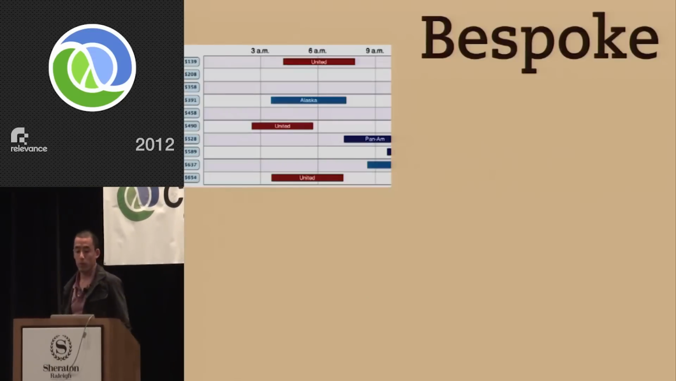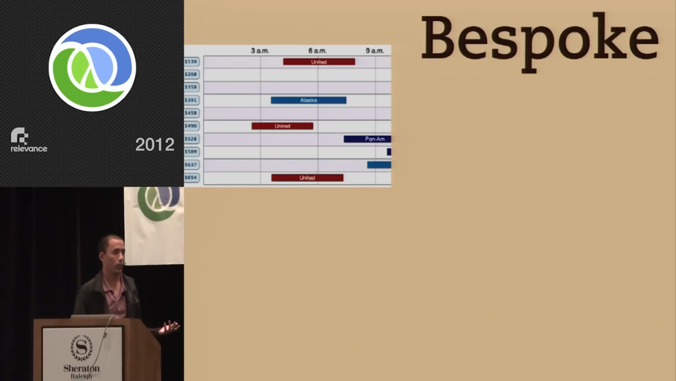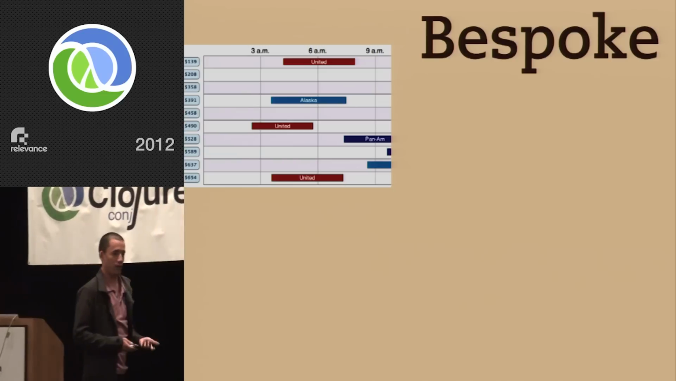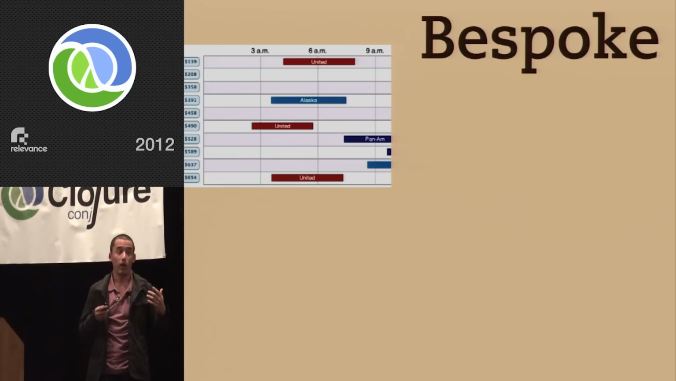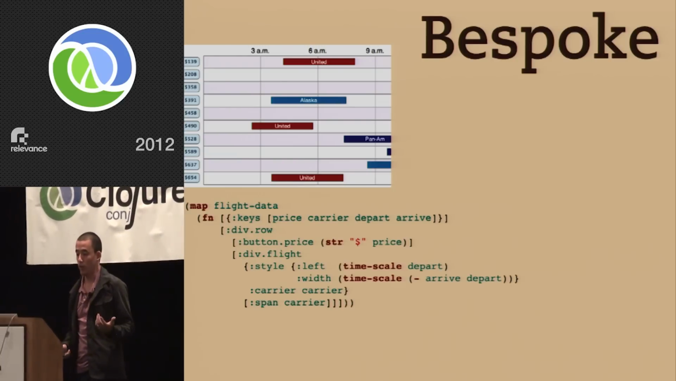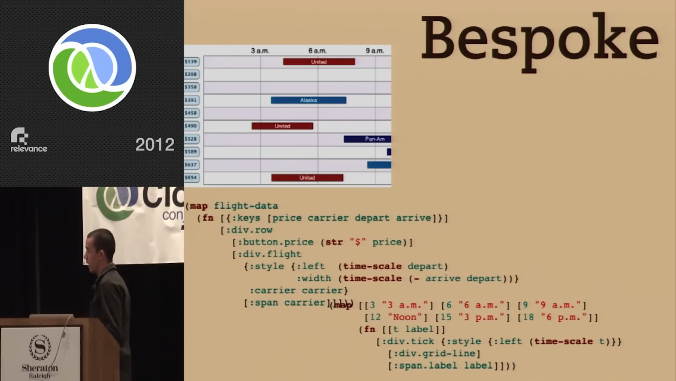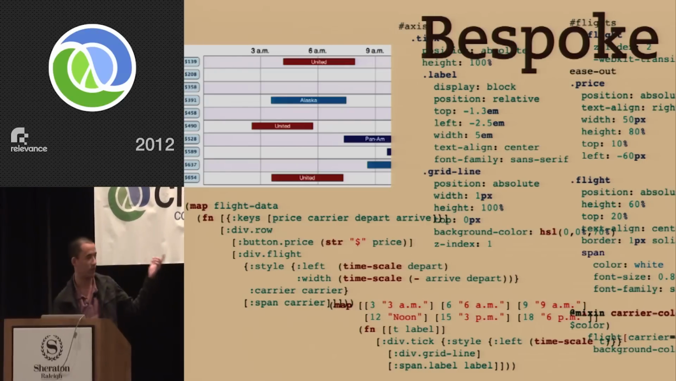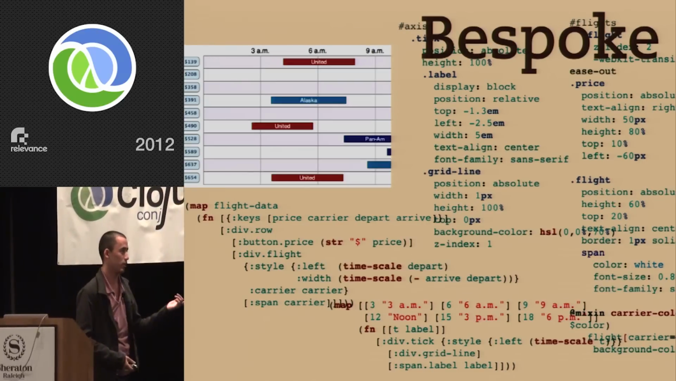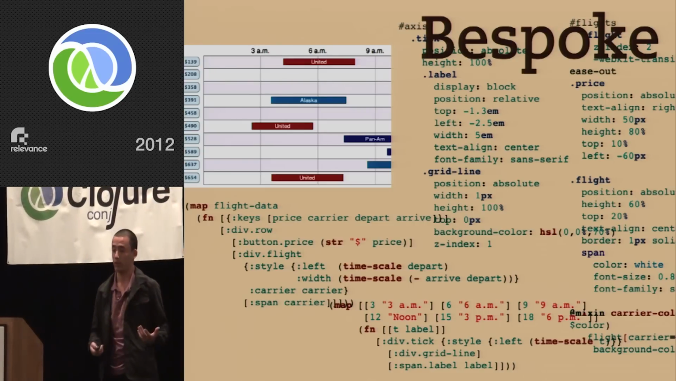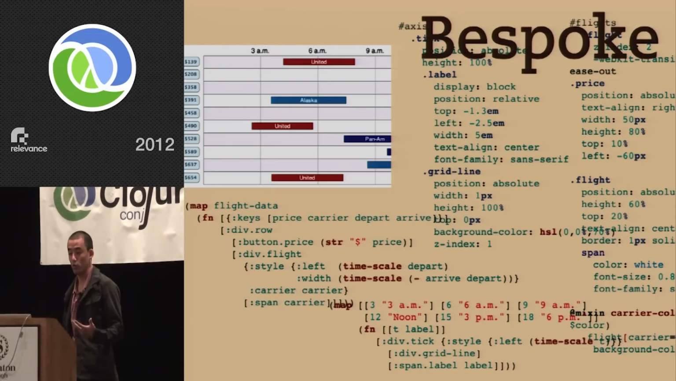But the problem with bespoke graphics, in the same way as with bespoke clothing, is that it's a ton of work. Doing a bespoke graphic is a ton of code. This is something I made for the Hipmunk example in Clojure. You have to have all this code to generate the markup, all this CSS, and do all of this stuff.